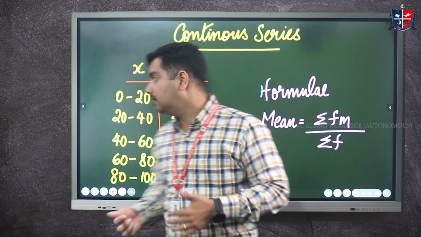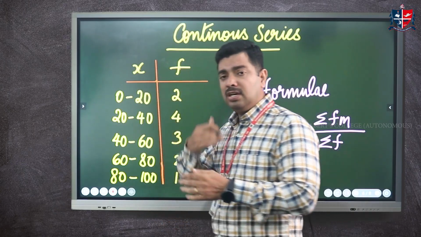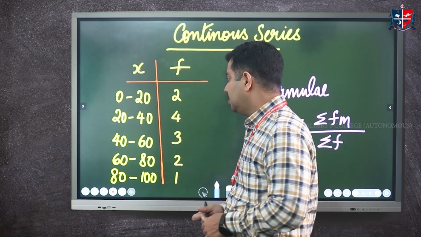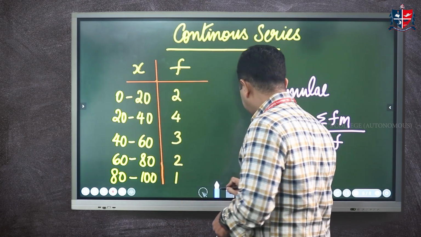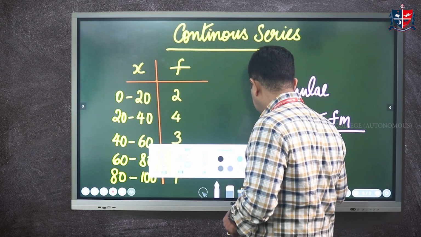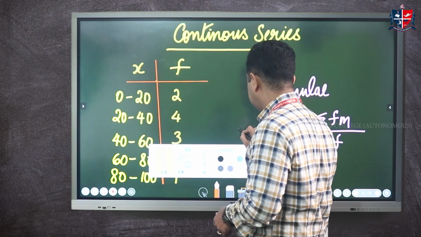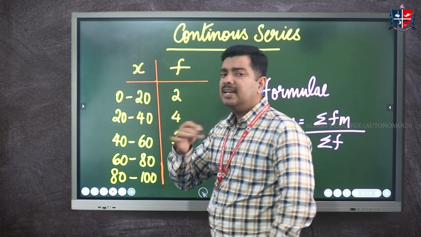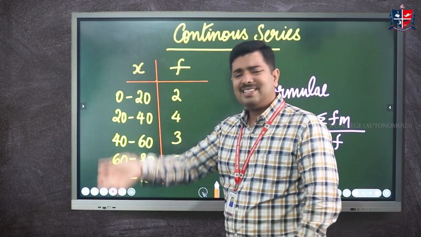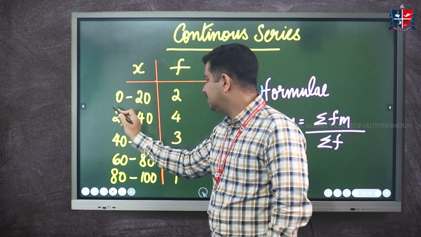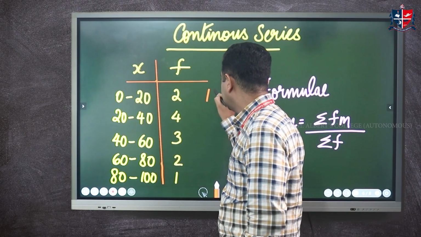So how do you convert x into a much simpler thing? What you do is you find the midpoint of these values, 0 to 20. Tell me, what is the midpoint of 0 to 20? How do you find that? You can just find it like that. Everybody will understand: the midpoint of 0 to 20 is 10.